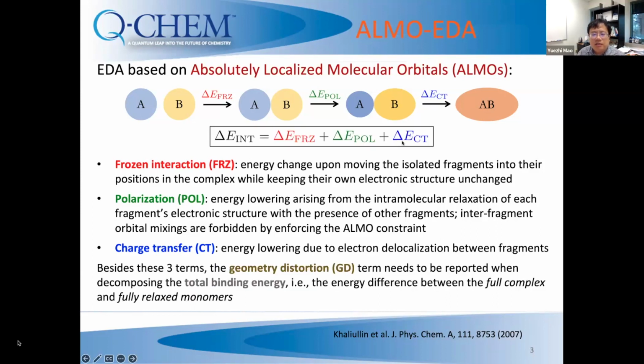And what we are decomposing here is called the interaction energy. It's the energy difference between the complex and the monomers in their geometry as in the complex. If we are decomposing a slightly different quantity called the binding energy, which is the energy difference between the complex and the sum of energies of fully relaxed monomers, then we will have an extra term called geometry distortion, which accounts for the energy penalty for each fragment to form a slightly distorted geometry as in the complex.